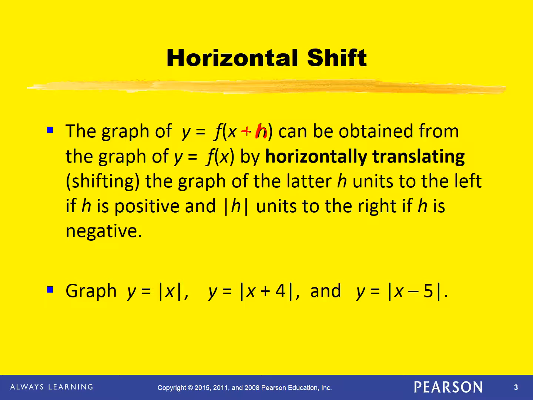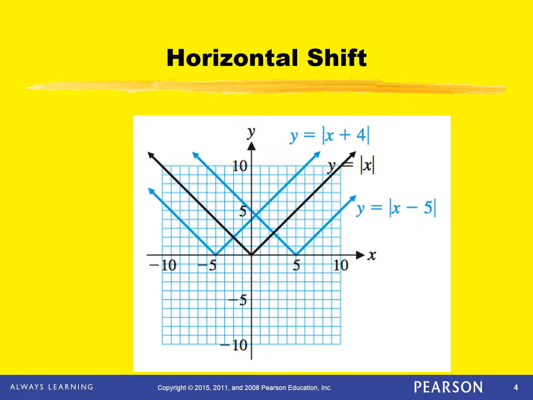Example, graph the parent function, graph the replacement of x with x plus 4, absolute value of, and replacement of x with x minus 5, absolute value of. If the rule above holds, this ought to be a left shift, the opposite direction of what you might think it should be, and then over here a right shift. And that's what we have.